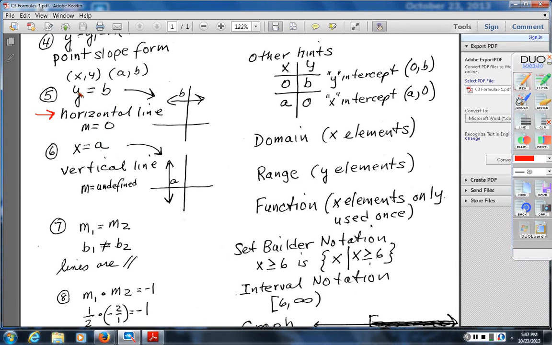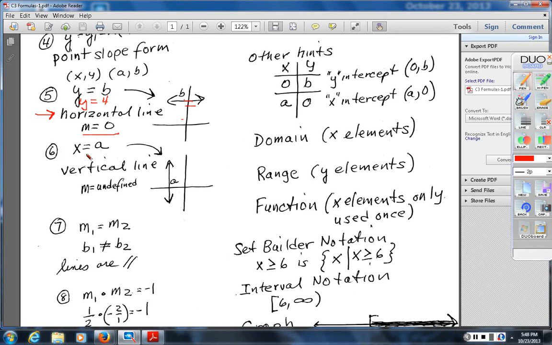So if we have an equation in the form y equals b, or let's say y equals 4, this is what we have here. 1, 2, 3, and then there's 4. It's a horizontal line going through the y-intercept. That is, it's going to cross the y-axis at 4, horizontal line. And a little bit more information that I have on this page is that the slope of a horizontal line is 0.